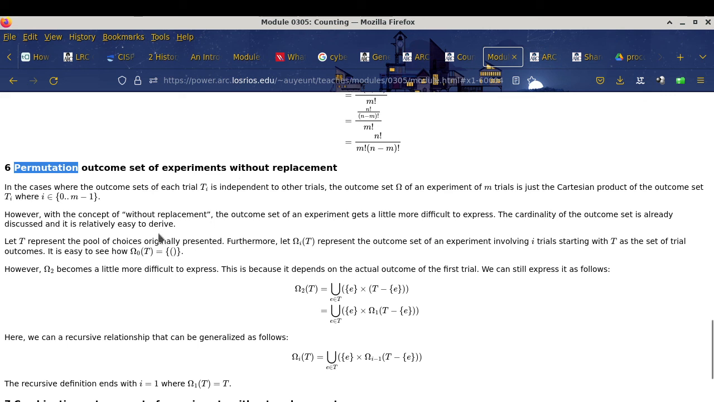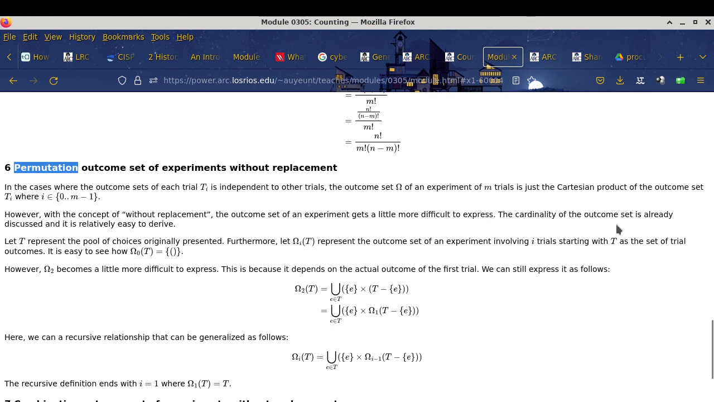So the notation is really important, so we're going to go slow in order to read all the notations. In the cases where the outcome set of each trial T_i is independent of other trials, the outcome set omega of an experiment of M trials is just the Cartesian product of the outcome sets T_i, where i is an element of 0 to M minus 1. So that's not the exciting part. However, with the concept of without replacement, the outcome set of an experiment gets a little more difficult to express.